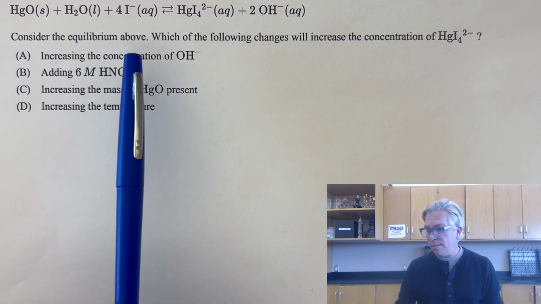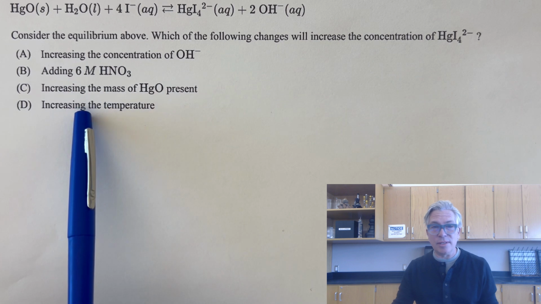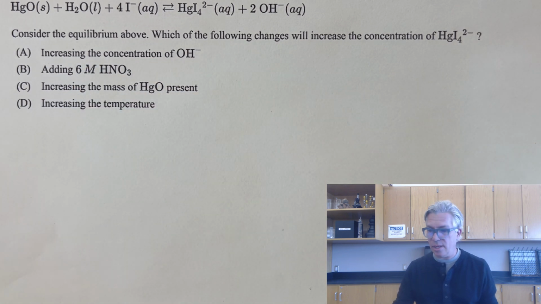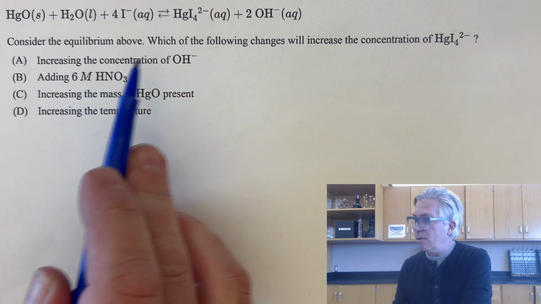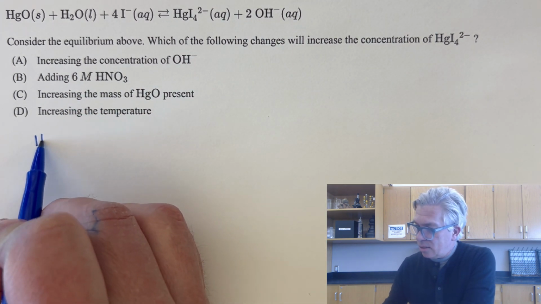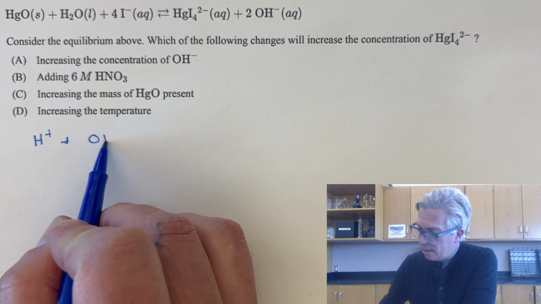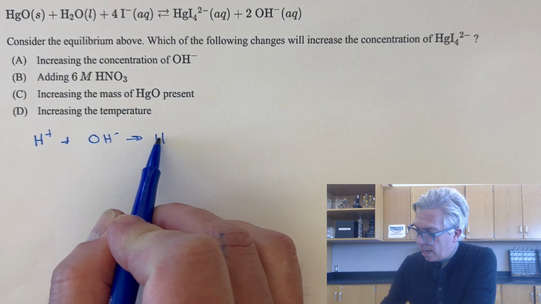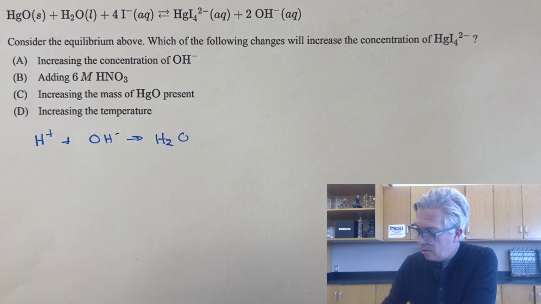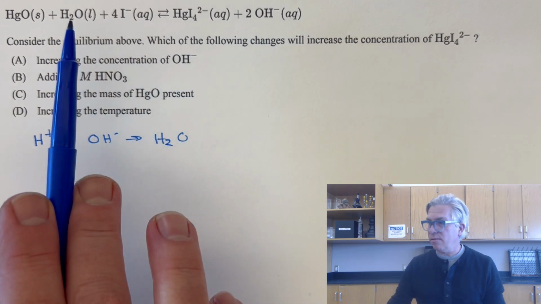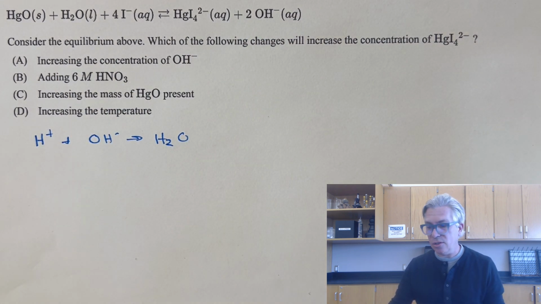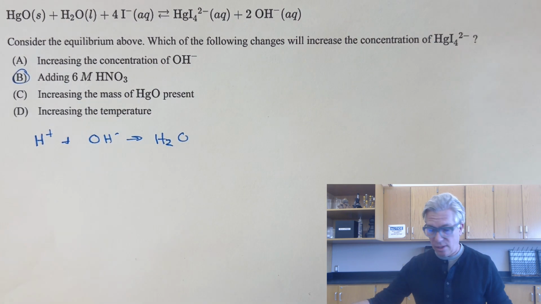Increasing the temperature, maybe, but I don't know if this thing is endothermic or exothermic, so I can't use that as my answer. Adding 6 molar HNO3 will affect the equilibrium, though, because this is an acid and this is a base. So by adding the acid protons, we're actually going to make it react with the OH hydroxide ion, and it's going to form some water, which effectively decreases the amount of OH that we have, and so it will shift to the right to make some more of that. So adding 6 molar HNO3 is our answer. Okay.